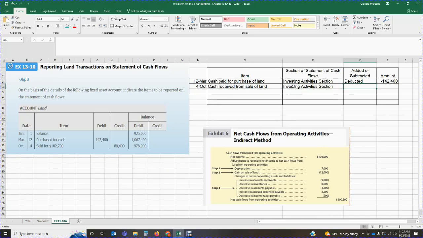But in this case, we are going to add this amount. Why? Because cash is received. That means we have more cash. So this is going to be added. And how much am I going to add? I'm going to add the amount that I received. I received $102,700 for it. So I'm going to put that as a positive number because this is cash received. Cash received will be positive. Cash deducted will be negative.